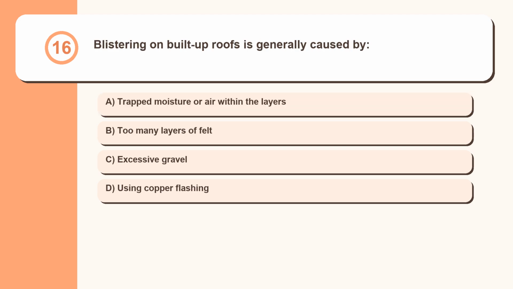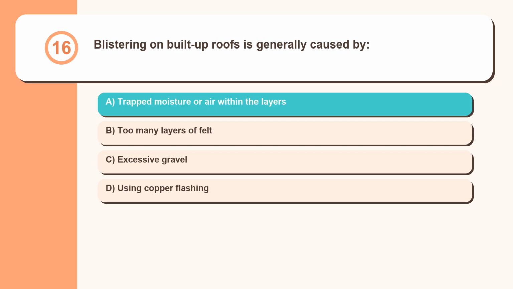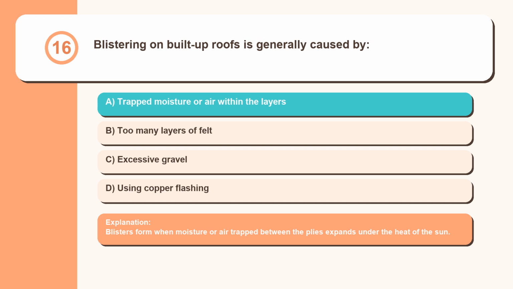Question 16. Blistering on built-up roofs is generally caused by trapped moisture or air within the layers, too many layers of felt, excessive gravel, using copper flashing. Blisters form when moisture or air trapped between the plies expands under the heat of the sun.